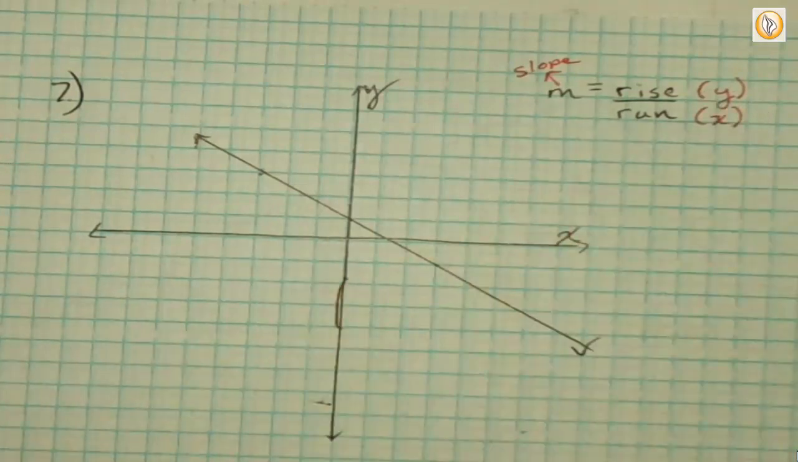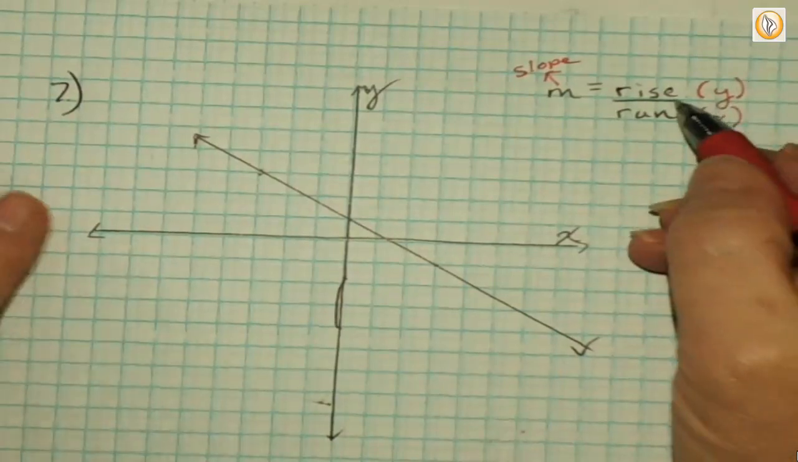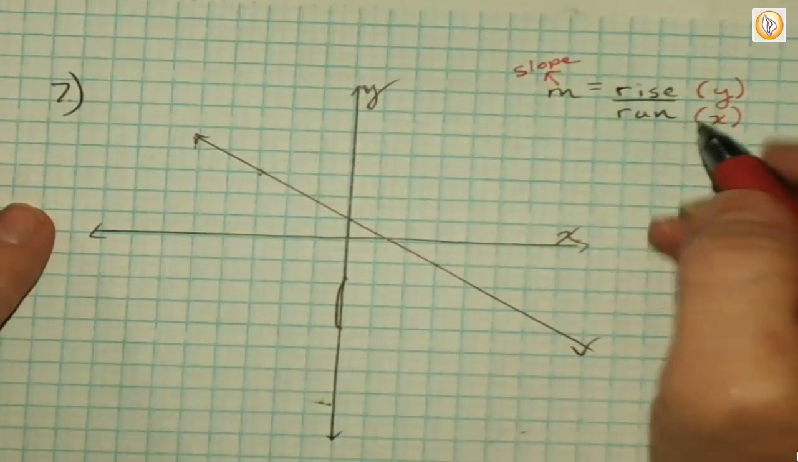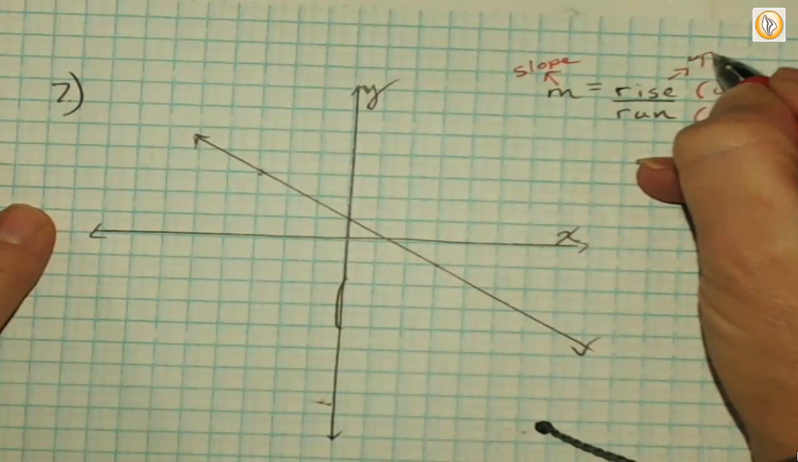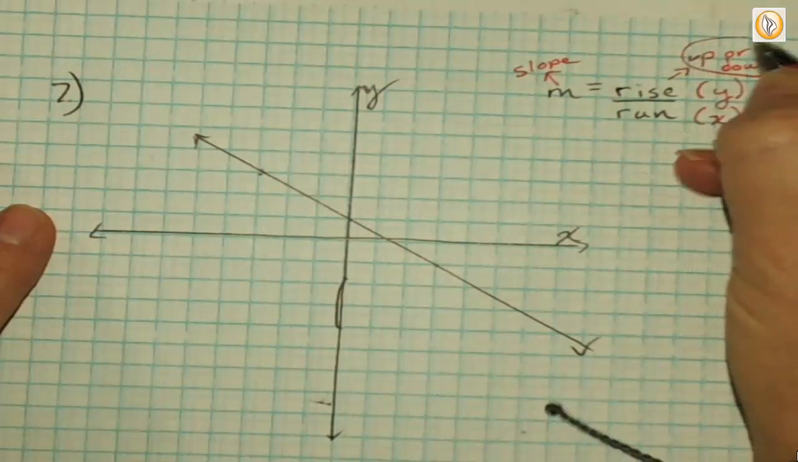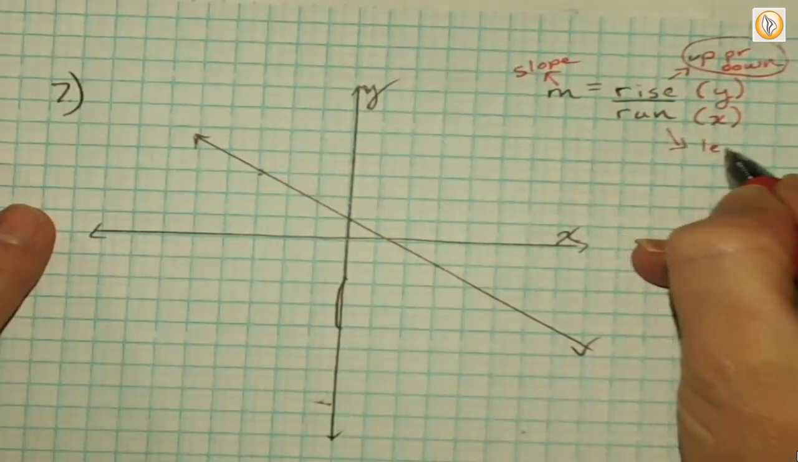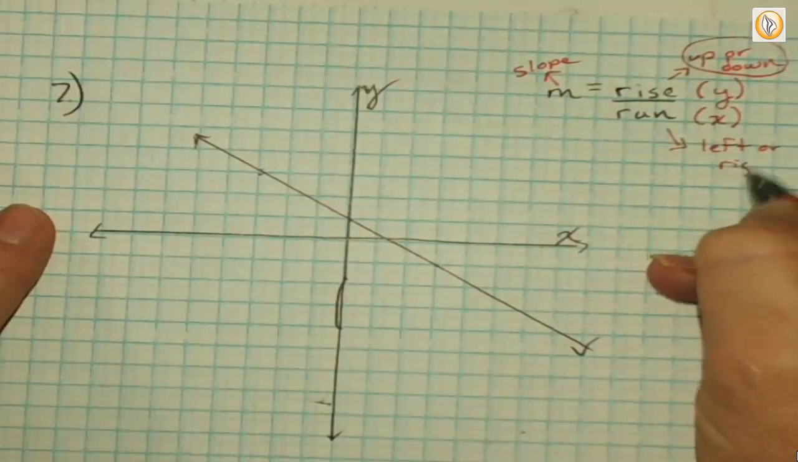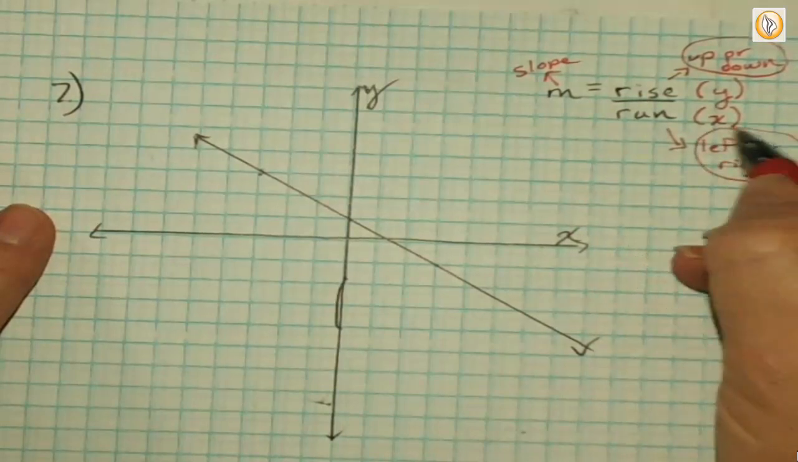Now here's what's confusing. When we do ordered pairs, what comes first? X. We always do the X first, correct? And then you do the Y. When you're doing slope, it's backwards. You do your rise and then you do your run. Your rise is you go up or down. Your run, you're going to go left or right. Of course, because that's the X, correct?